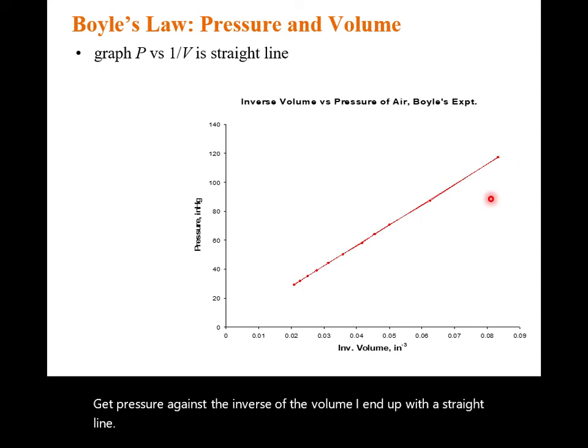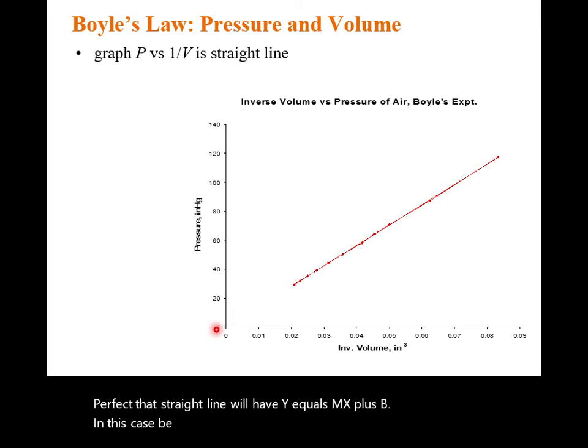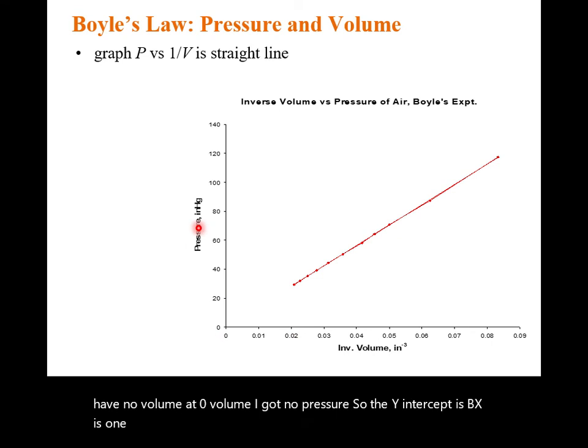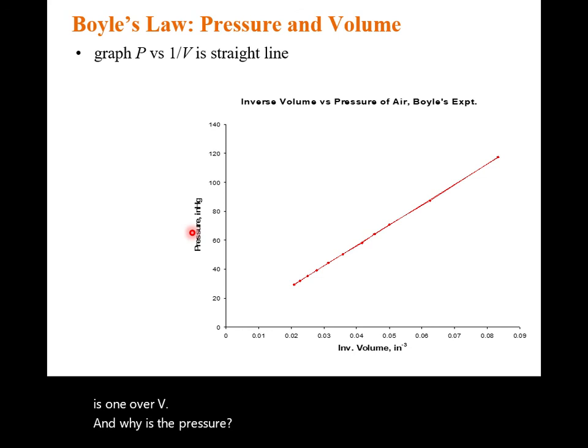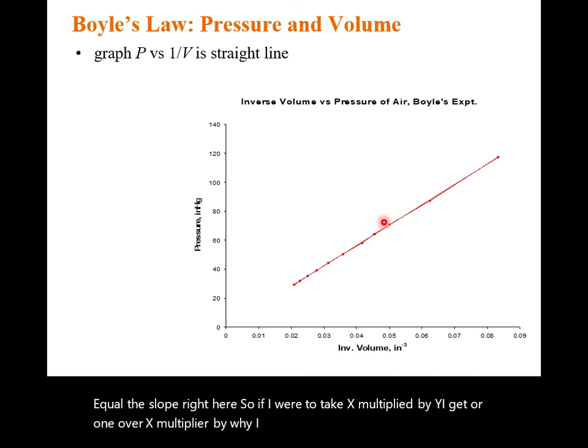Perfect. That straight line will have y equals mx plus b. In this case, b, the y-intercept, is 0, right? Because at 0 pressure, I have no volume, and at 0 volume, I've got no pressure. So b is the y-intercept, x is 1 over V, and y is the pressure. The slope m is equal to y over x, so if I take 1 over x, multiply it by y, I get the slope.